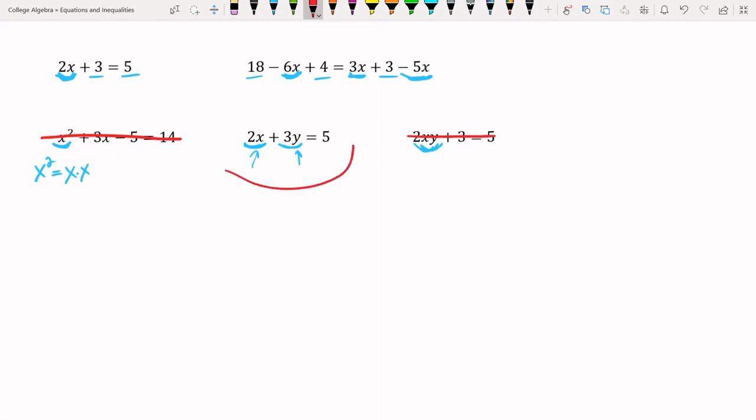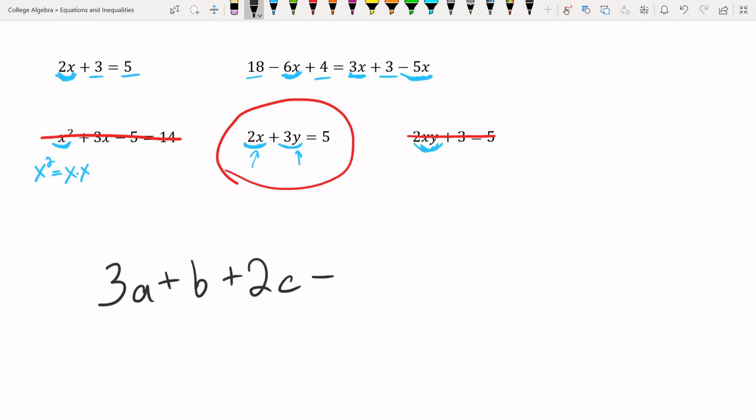Now, this equation here is linear in 2 variables. This actually makes a function. But because the variables are separated, they're not multiplying each other, that means it is in fact linear. And we can have equations like this with as many variables as we want, as long as they're by themselves. For instance, 3a plus b plus 2c minus 3d plus 16f.